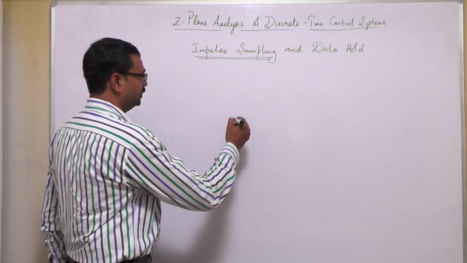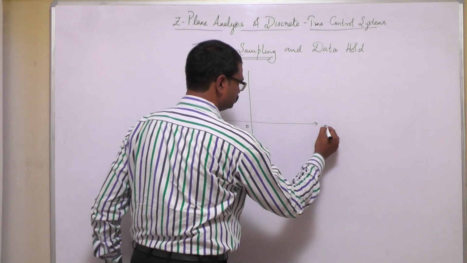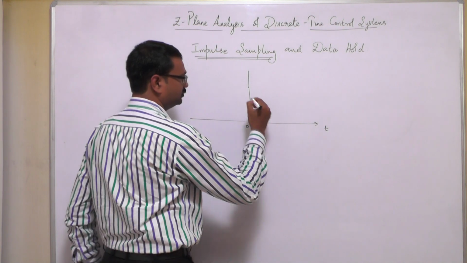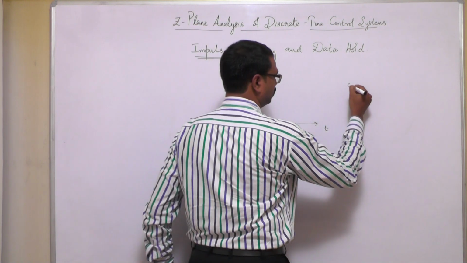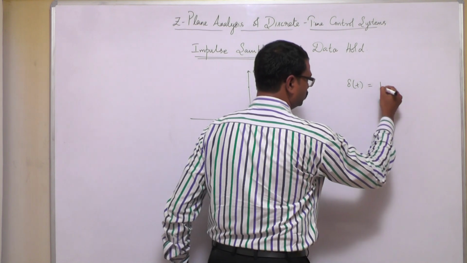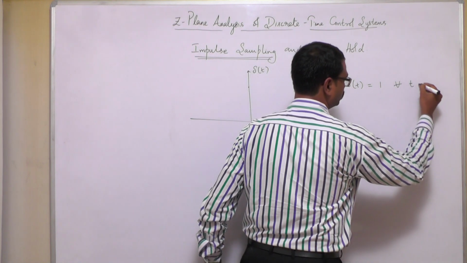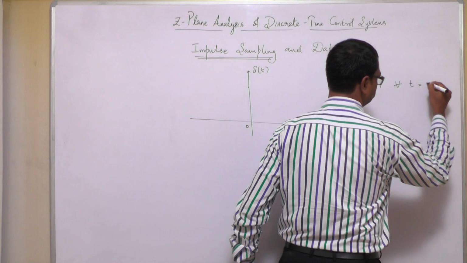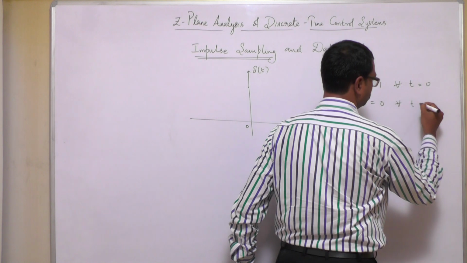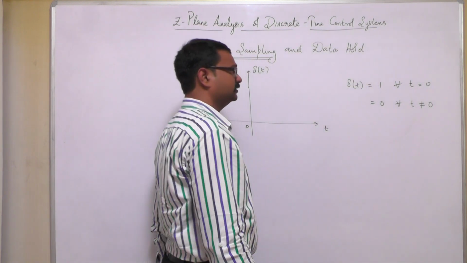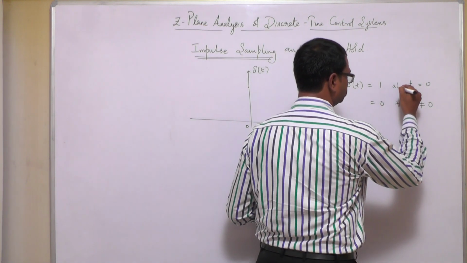Impulse is nothing but a function that exists at time t equal to 0. That is an impulse function, delta of t. Delta of t is equal to unity. For example, a unit impulse function at t equal to 0, and the impulse magnitude is equal to 0 for all t not equal to 0. You can directly write this. You can simply say that at t equal to 0.